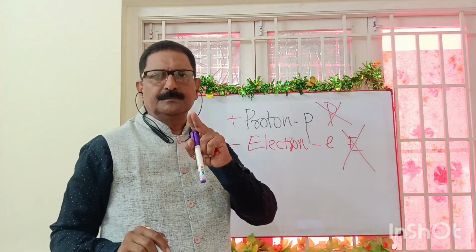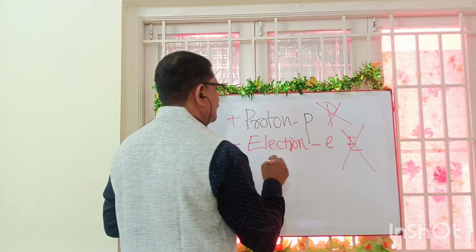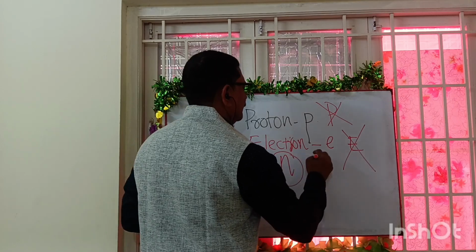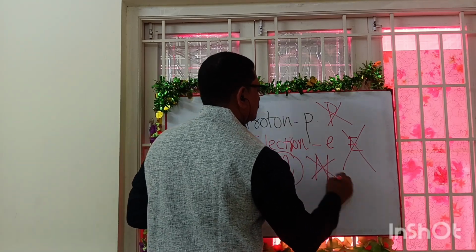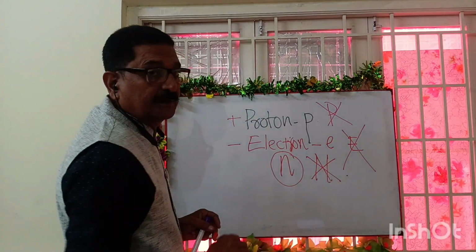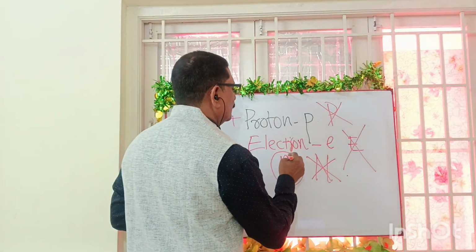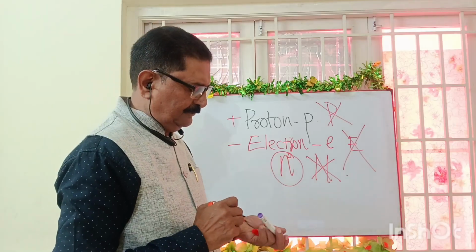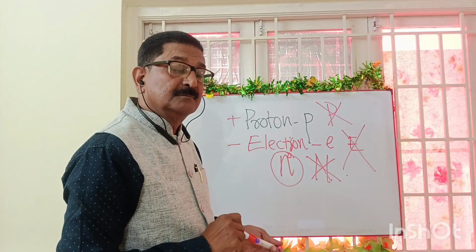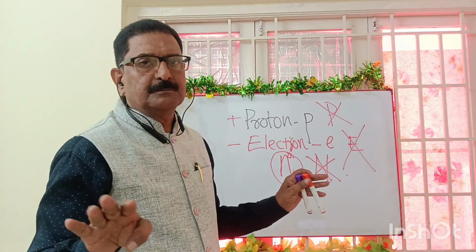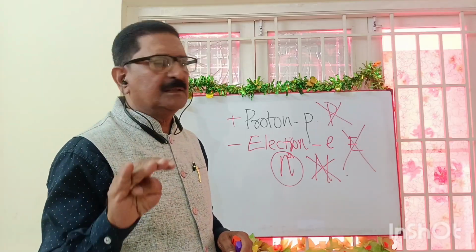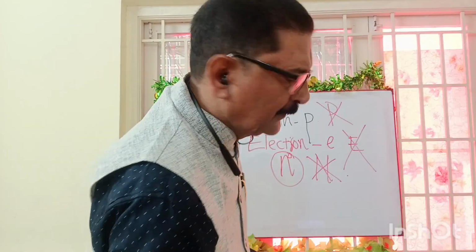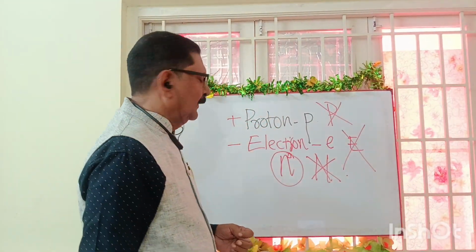And there is a third one. It is called neutron, whose symbol is small n, not capital N. Charge on the neutron is zero. It is neither positive nor negative. So, inside any atom, the main components of the atoms are protons, electrons, and neutrons.